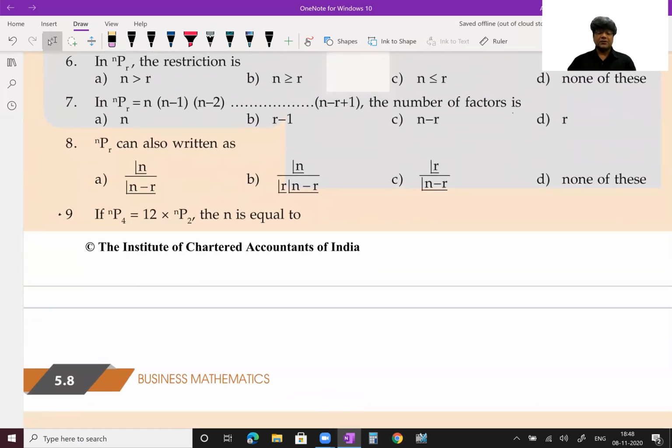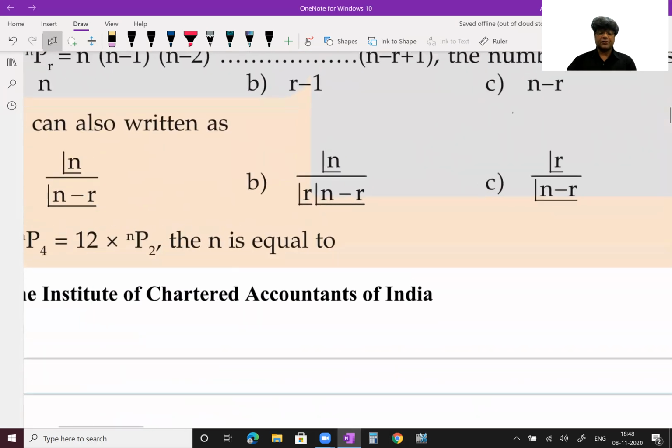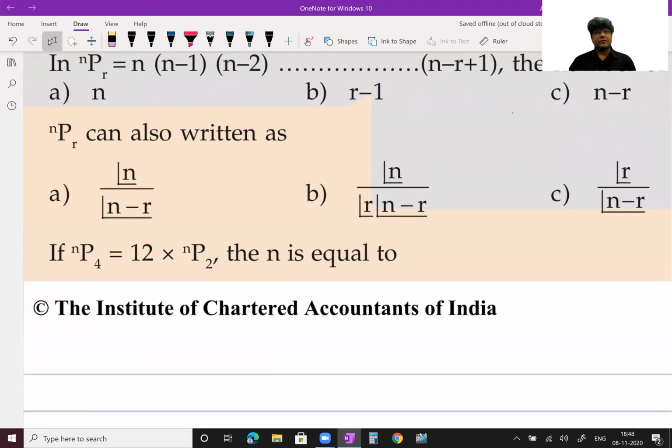Now question number 9. See, guys, this type of question. nP4 is equal to an equation involving n will be given. They will ask you the value of n. You can do it by option hitting. You can originally solve also.